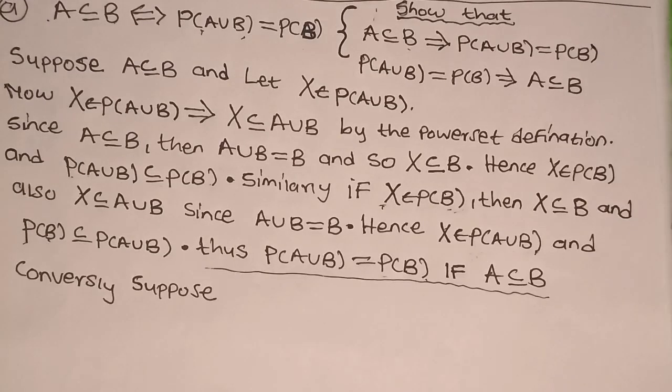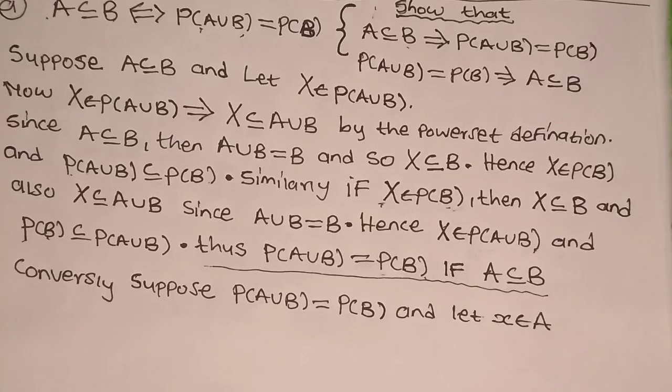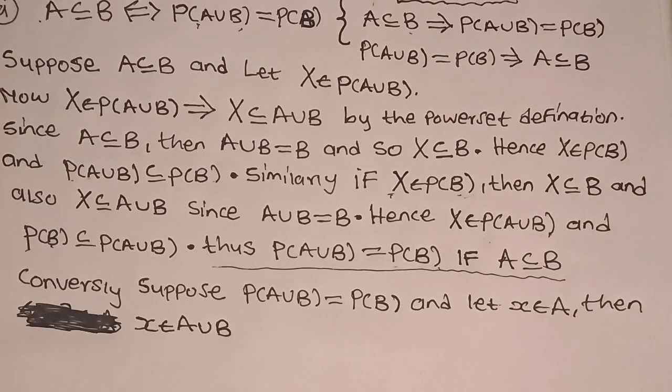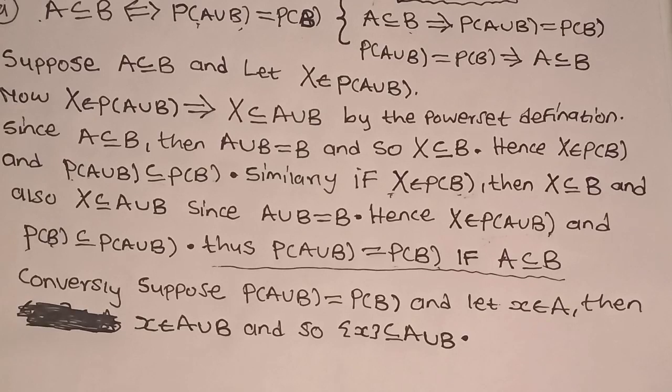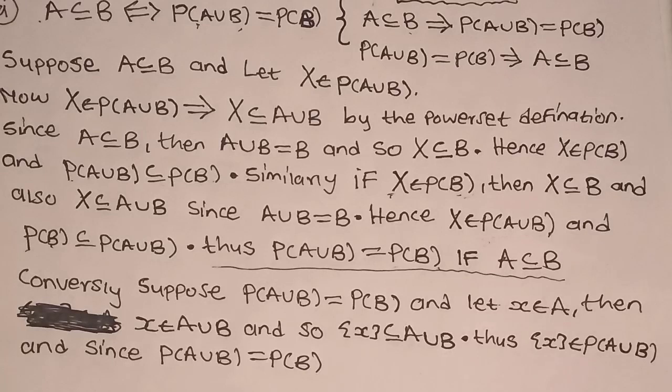Conversely, suppose the power set of A union B is the same as the power set of B, and let X be in set A. Then it's in A union B, since we are certain it's in A. And so singleton X is a subset of A union B. This implies that singleton X is an element of the power set of A union B. And since the power set of A union B is the same as the power set of B, then singleton X is also an element of the power set of B.